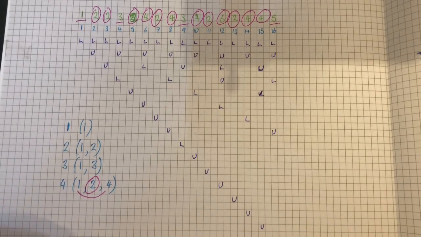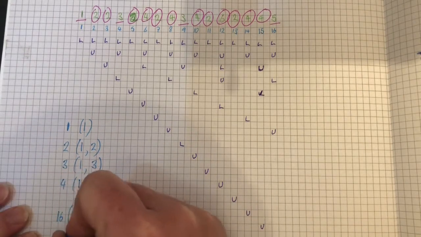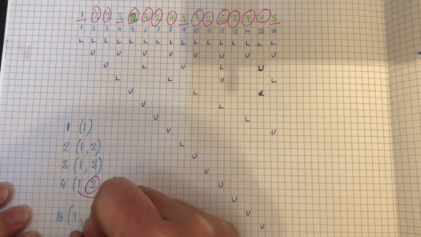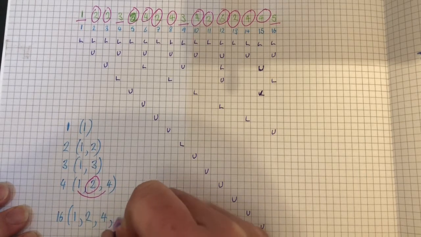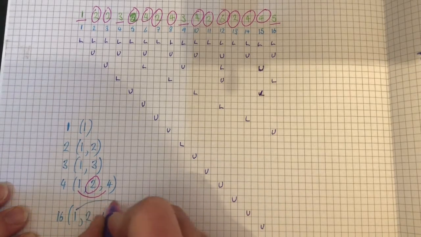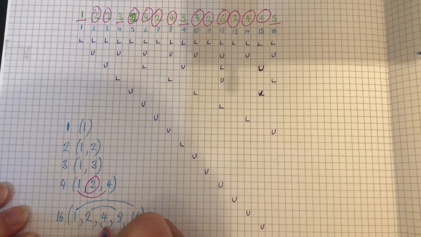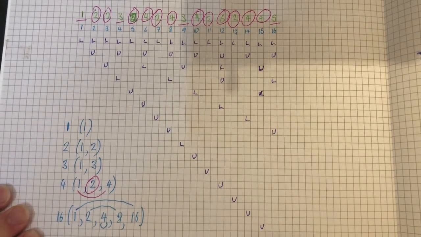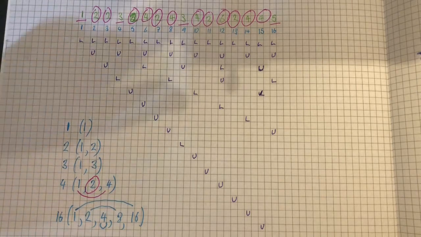If we look at 16, 16 has lots of factors. 1 goes into it, 2 goes into it, 4 goes into it, 8 goes into it, 16 goes into it. 1 pairs up with 16, 2 pairs up with 8, but 4 pairs up with itself. And that's the reason why the square numbers are the ones that get locked up at the end of the problem.